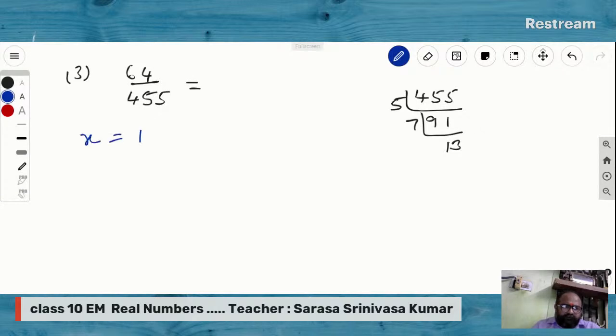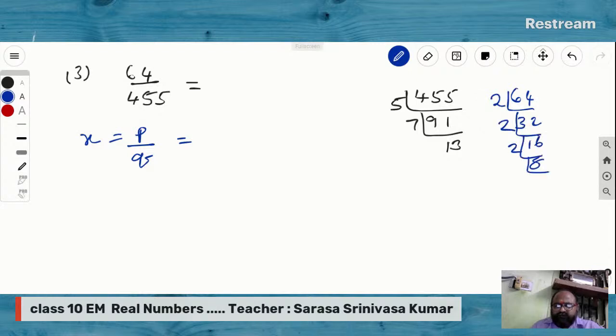So x equal to p by q equal to 64 by 455. We can write prime factors for 64, but it is not necessary or mandatory. So 32 twos, 16 twos, 8 twos, 4 twos, 2 twos. So this is equal to 2 power 6 by 5 multiplied by 7 multiplied by 13.